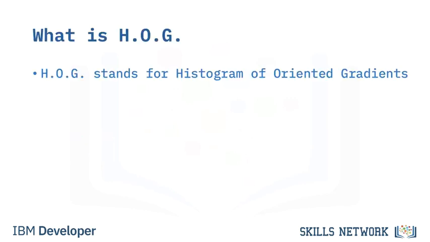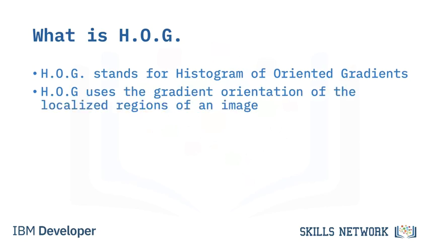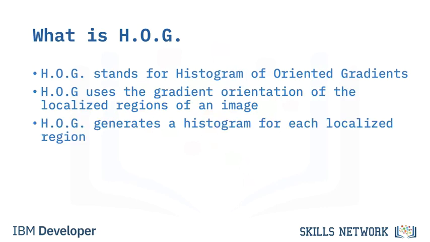Histogram of oriented gradients, HOG, is one of many types of features that have been developed over the years. The technique counts occurrences of gradient orientation in localized portions of an image. HOG would generate a histogram for each of these regions separately. The histograms are created using the gradients and orientations of the pixel values, hence the name histogram of oriented gradients.